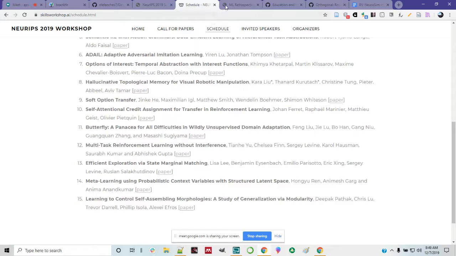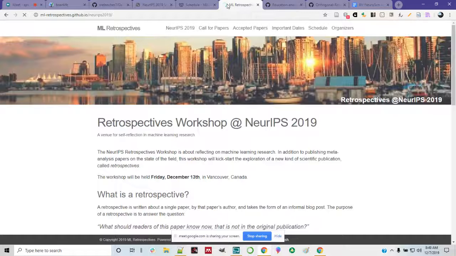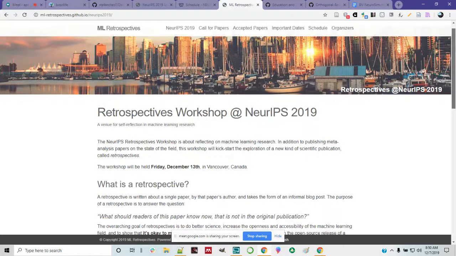So that's one workshop. Another workshop that looked interesting was this Retrospectives Workshop. And I think this is really interesting. This is a workshop that is based on reflecting on what's going on in the field of machine learning and deep learning and all this. It's a very fast-moving field.